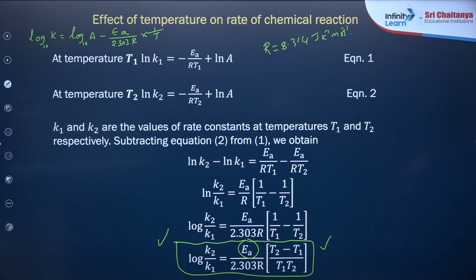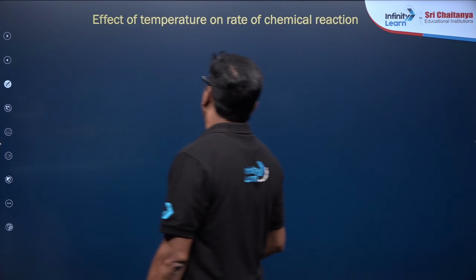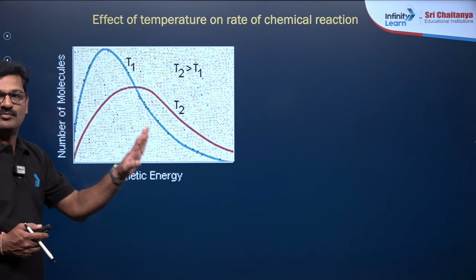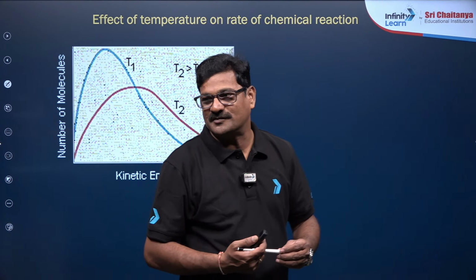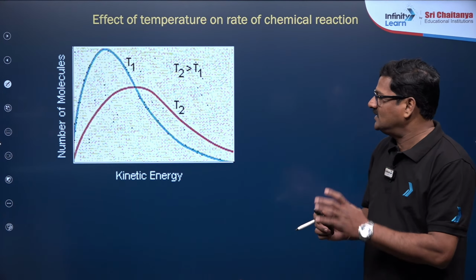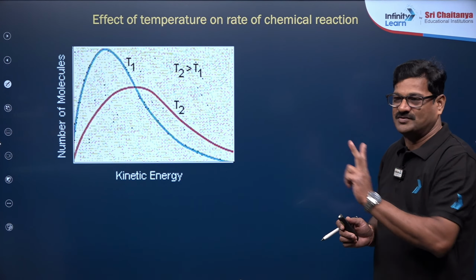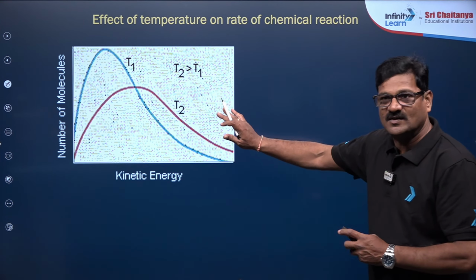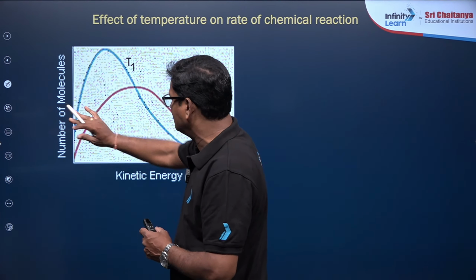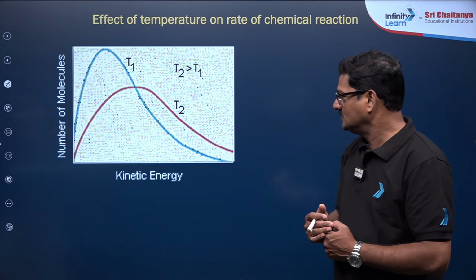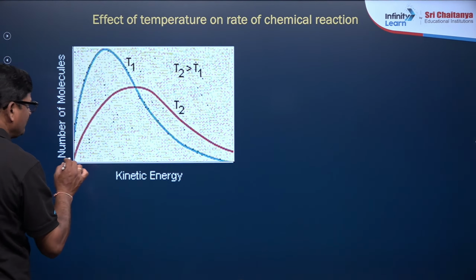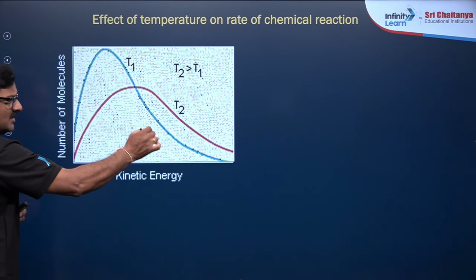Right. Moving ahead, effect of temperature. Now you have to see the Maxwell-Boltzmann molecular distribution curves. And of course, you just see the graph is given at two temperatures. Is this graph clearly visible? This is about the number of molecules having certain kinetic energy. And this is the fraction of molecules. This is the T1 temperature.